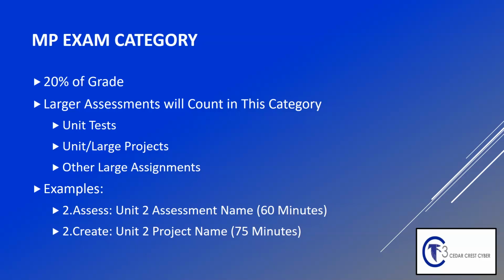The next category is the marking period exam. This counts for 20% of the student's grade. We're going to rethink this since the students are going to be completing all the work online. What we're going to do is put all of the larger assessments into this category rather than necessarily doing a marking period exam.